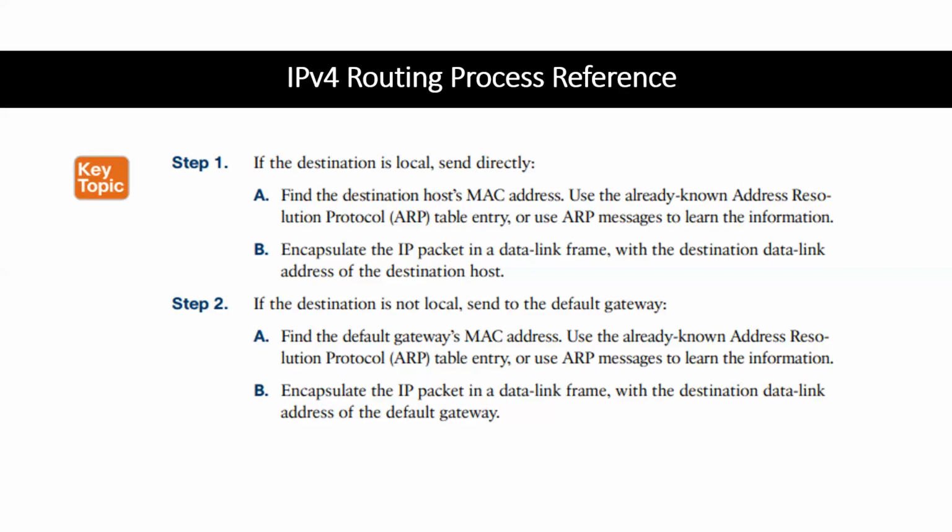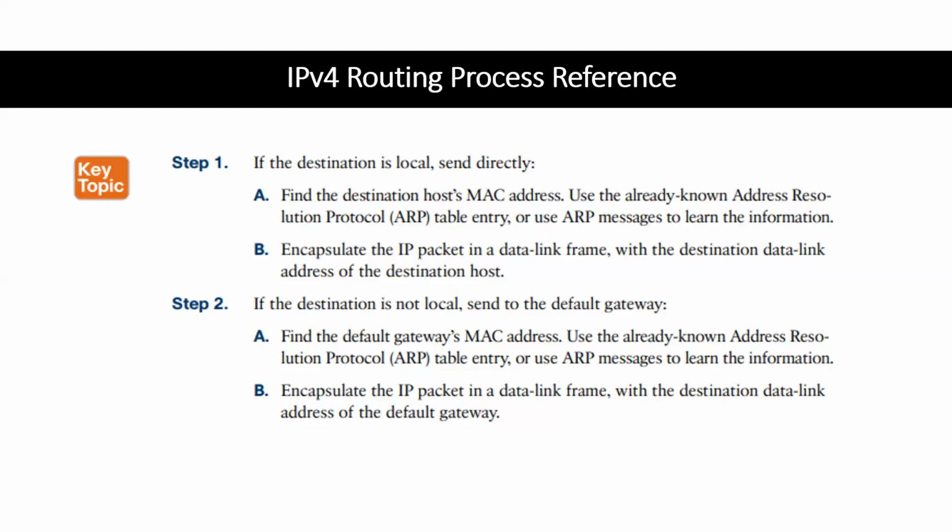Now, if we move to step 2, if the destination is not local, send it to the default gateway. We're still on Mykevia's PC. She's, in the middle of July, maybe doing Christmas tree shopping. I don't know why. That's what we're going with. What's going to happen is her host, whether it be a PC, VM, whatever, is going to find the default gateway's MAC address. How is it going to do that? The same exact way from a layer 3 standpoint. It's going to do an ARP.